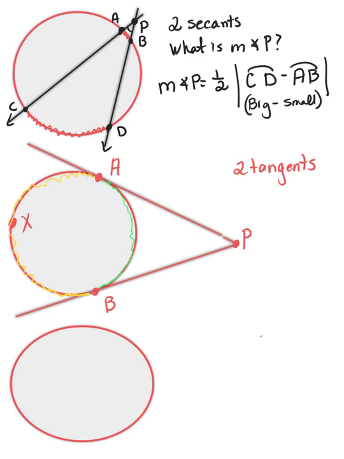So to find the measure of angle P, I'm still going to take 1/2 the absolute value of one of the arcs minus the second arc. And I should have little measures on there.